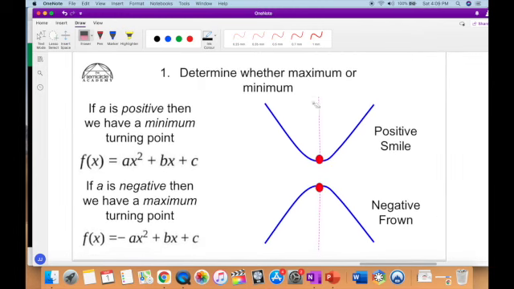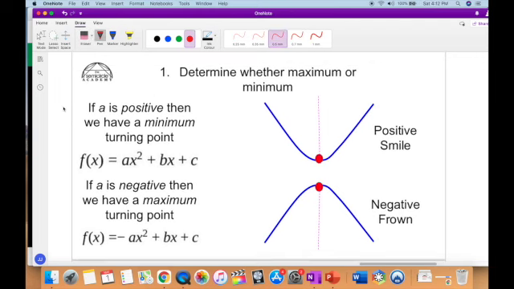Number one, determine whether it's a maximum or minimum. No, you might not need to write down this one. But if a is positive, then you're dealing with a minimum point. We talked about that already. And if a is negative, and you can see it over here, a is negative, so we're dealing with a maximum point. How I like to remember it is that if a is positive, it'll look like a smile. Positive is a smile, negative is a frown. Do you think you need to write this down, or are you all good with this?